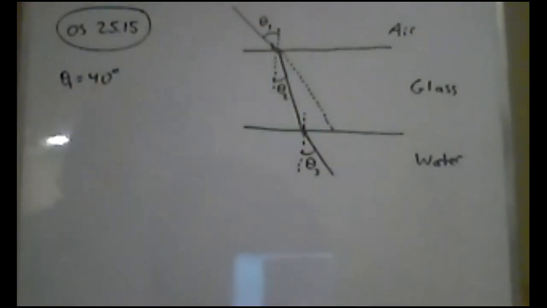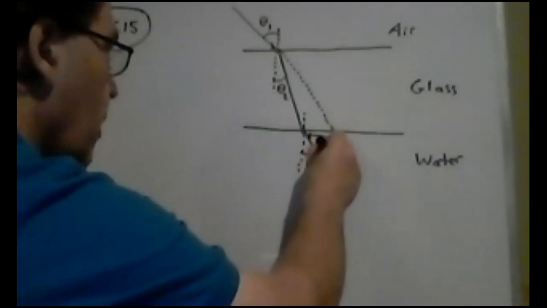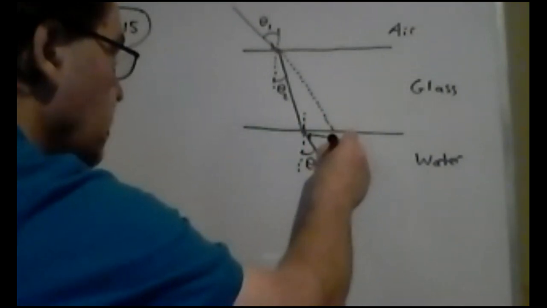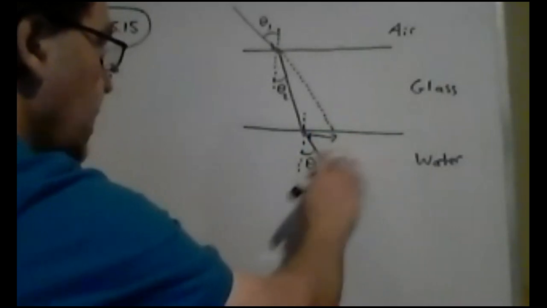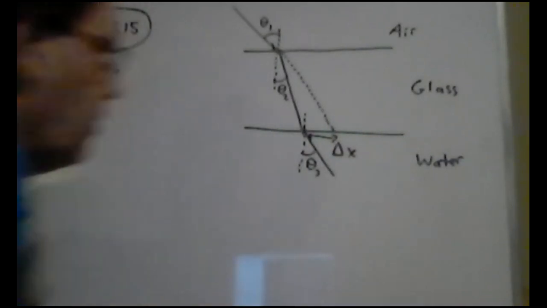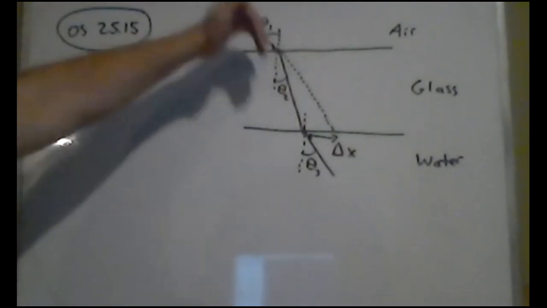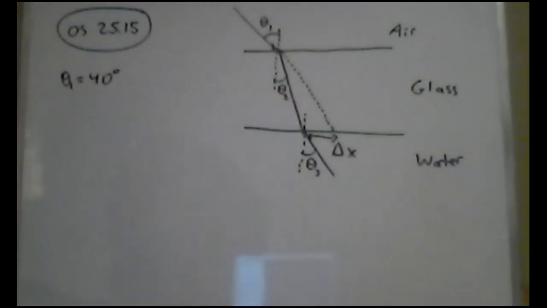If it was unrefracted, the question is, what is this distance? This is your delta x. Basically, the difference between if there wasn't glass there, where would the ray of light go, compared with where does it actually end up by the time you get to the air-glass-water interface? What's that difference is delta x.